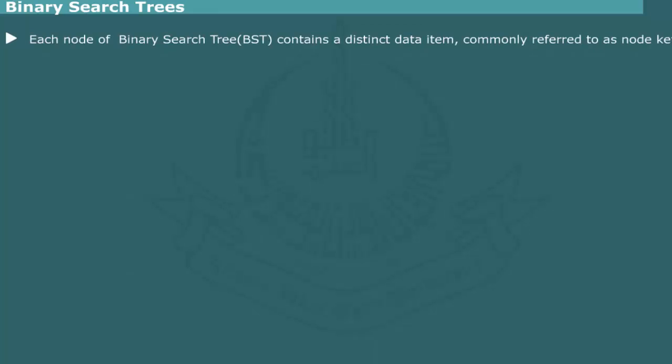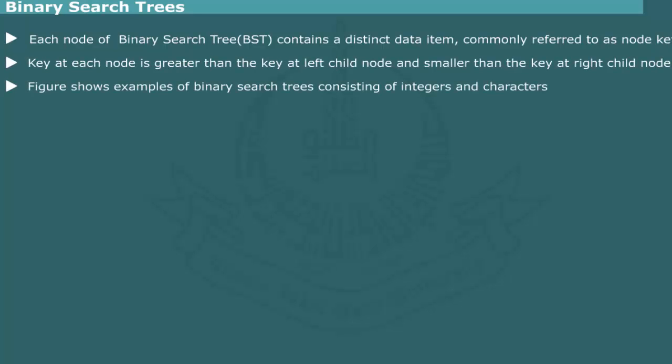Binary search trees. The binary search trees were briefly introduced earlier. Each node of a BST contains a distinct data item which identifies the contents of the node. The data item is commonly referred to as node key. In a search tree, the keys of all nodes in the left subtree are smaller than the keys of all nodes in the right subtree.